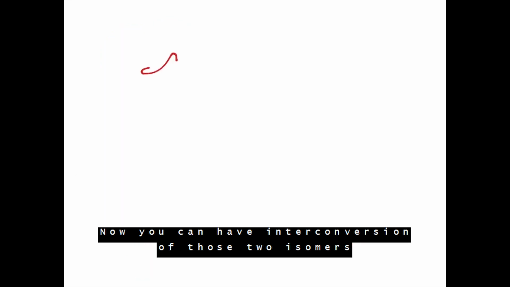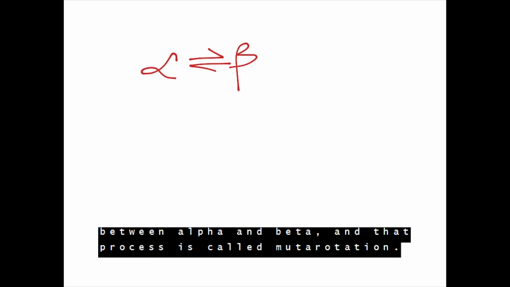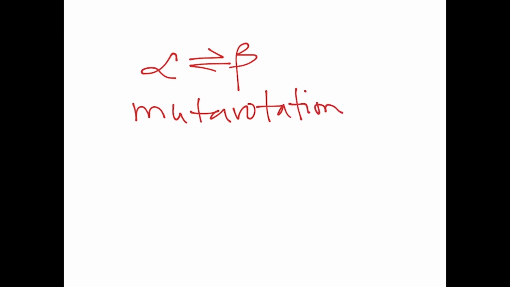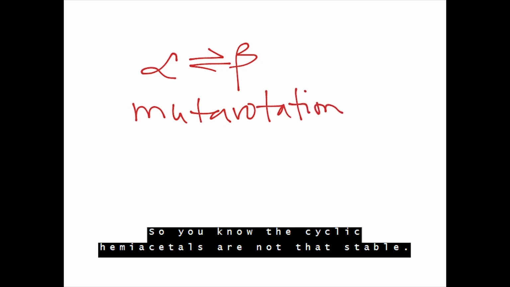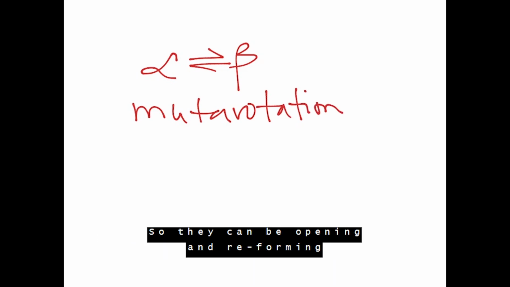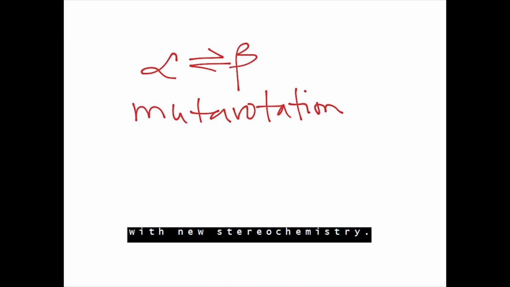Now you can have interconversion of those 2 isomers between alpha and beta, and that process is called mutarotation. So you know that cyclic hemiacetals are not that stable, so they can be opening and reforming with new stereochemistry.